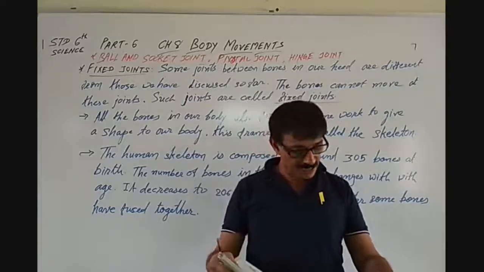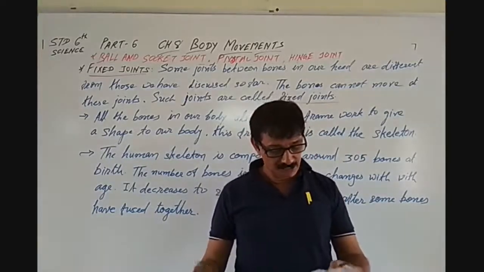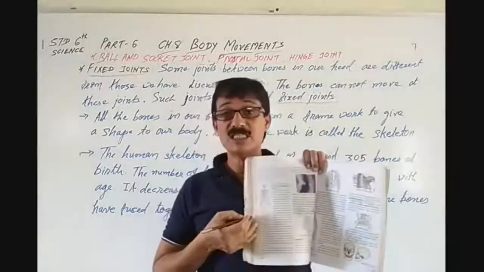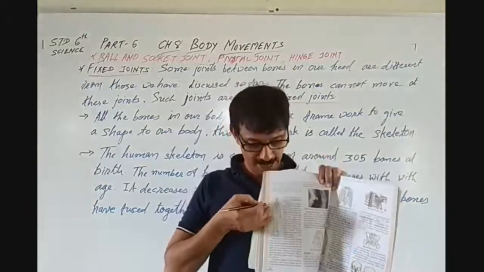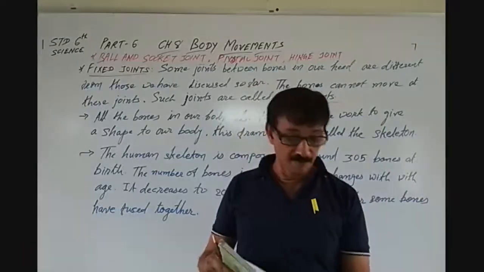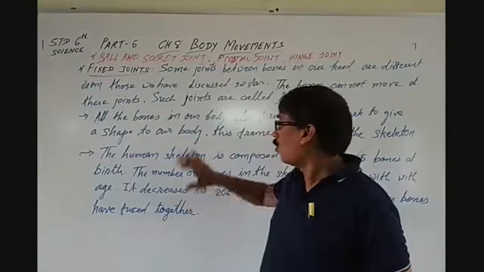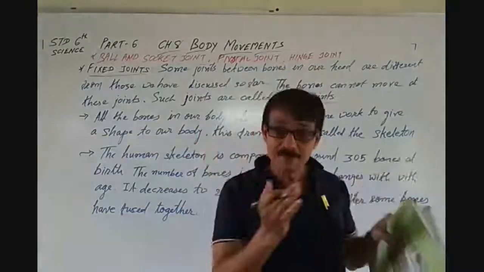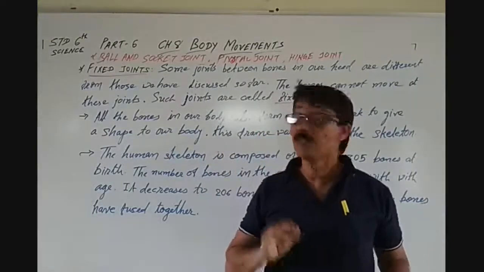Come to the next page, that is page 70. Can you see this figure 8.7 in your book? See, this is a skeleton. Now let's see one more interesting thing. Okay, so all the bones joined together give the shape to our body, known as the skeleton. That's what we come to know.